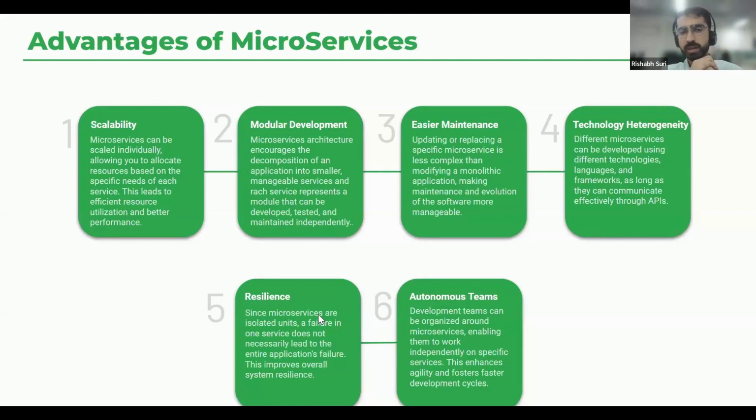Then we have autonomous teams. Microservices encourage the formation of autonomous teams responsible for specific services. These teams have ownership over their respective microservices, fostering innovation and accountability. They can make decisions independently, leading to faster development cycles and more tailored solutions.